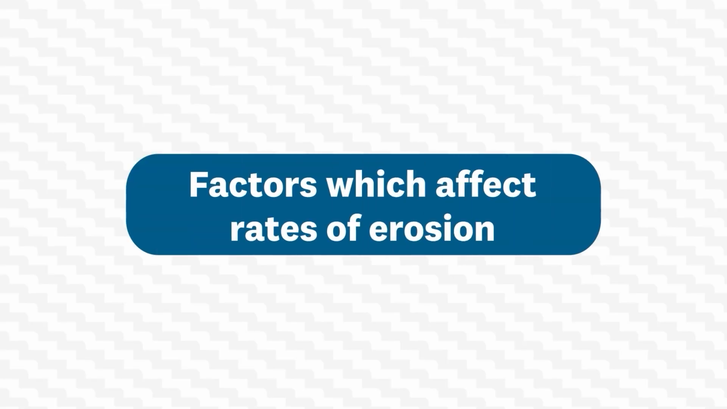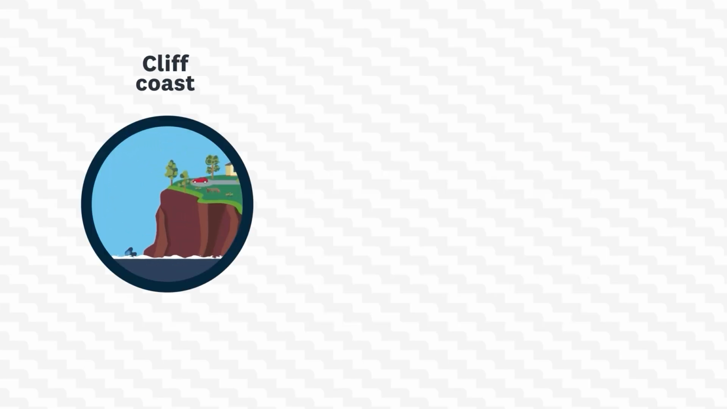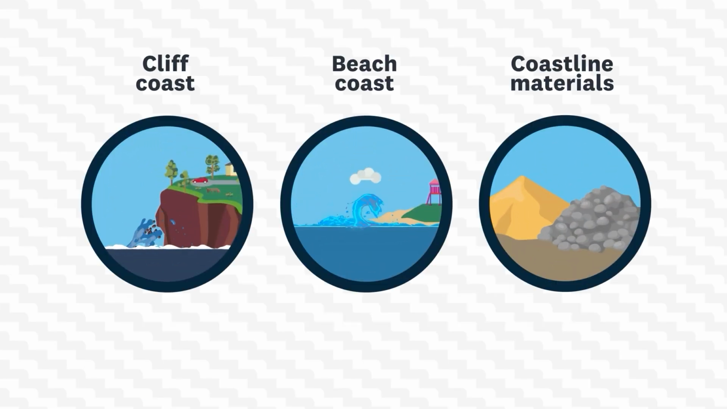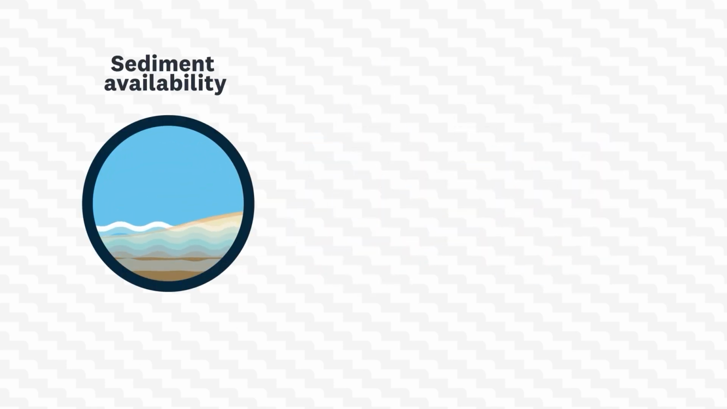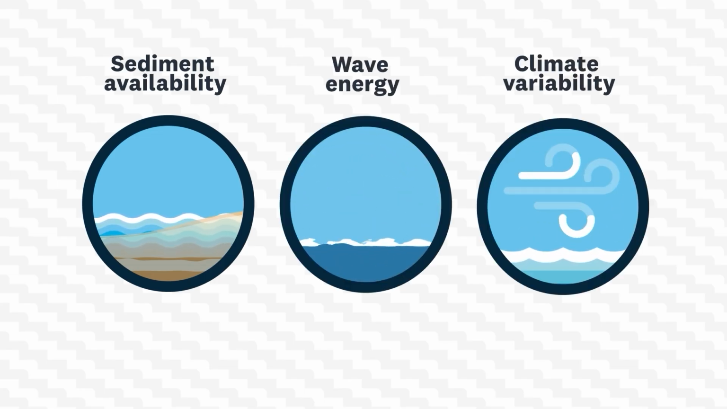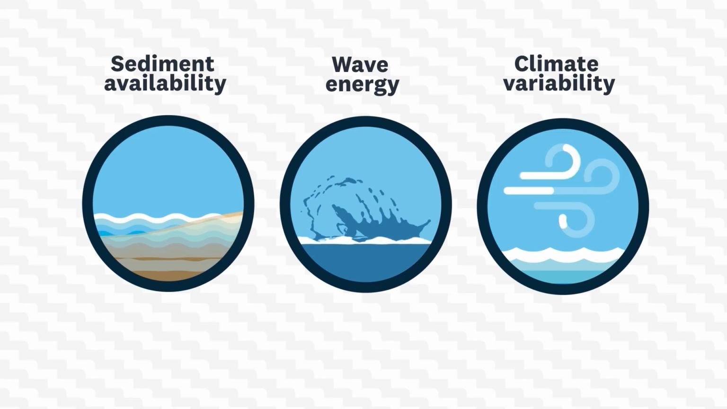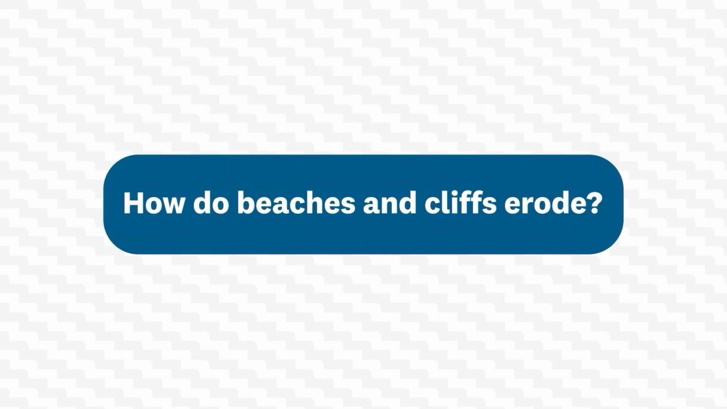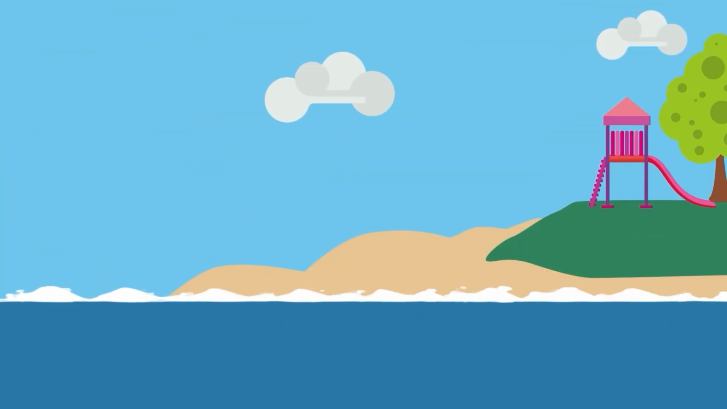How quickly the coast erodes or moves back depends on the nature of the coastline, whether it's a cliff coast or a beach coast, and the sort of material the coastline is made up of. Other factors that may influence the speed of erosion include sediment availability, meaning how much sand is available, wave energy, meaning how powerful the waves are, and climatic variability, like El Niño cycles and changing wind and wave directions. Erosional processes can also be impacted by the way we use land and interventions that we place at the coast.